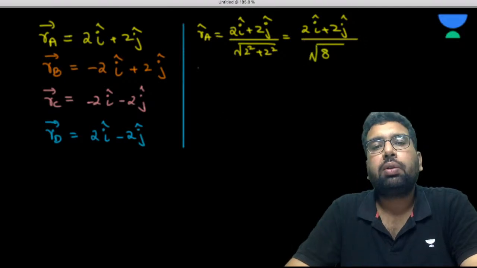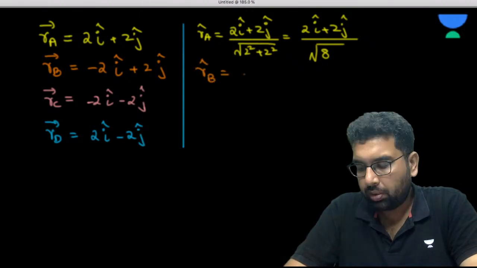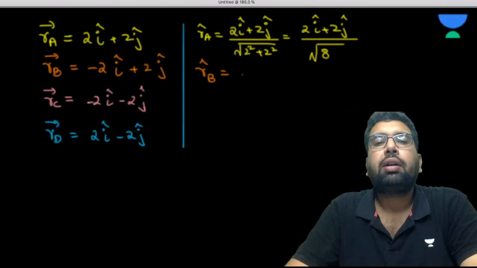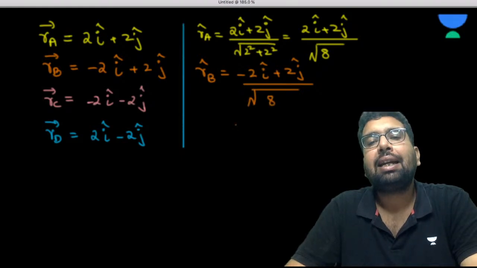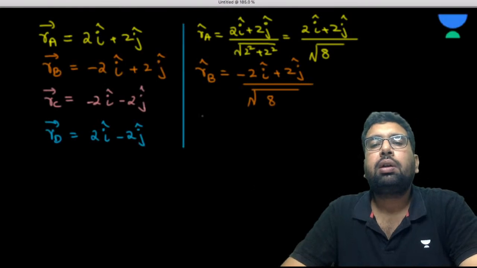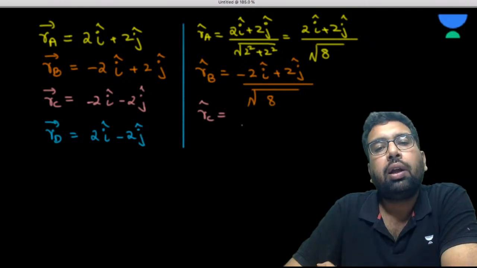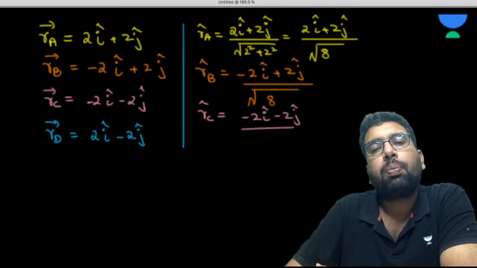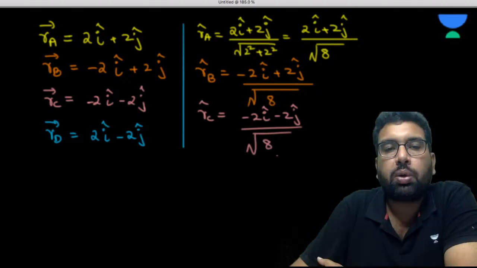Now similarly, what is going to be this RB vector? The unit vector in the direction of RB is going to be minus 2i cap plus 2j cap divided by root over minus 2 square plus 2 square, which is again going to be 8. No problem at all. Now moving towards the unit vector in C direction: minus 2i cap minus 2j cap upon root over minus 2 and minus 2 whole square, so it is going to be root over 8.